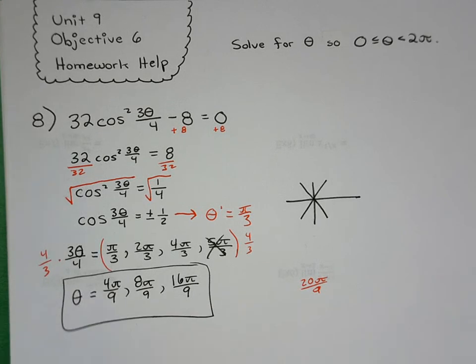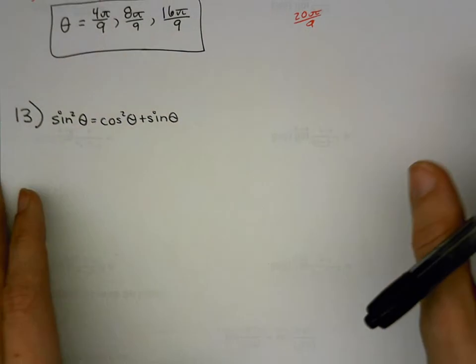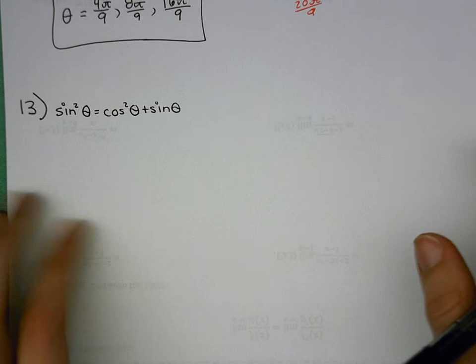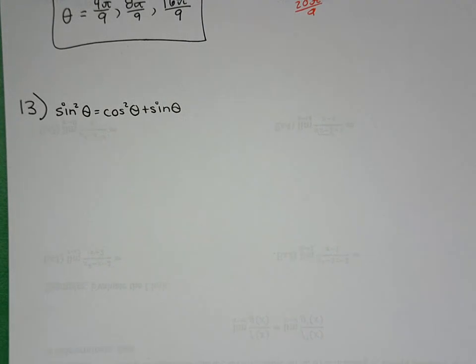Okay, and then number 13, taking a look at number 13, we have sine squared theta equals cosine squared theta plus sine theta. Okay, so this one in your notes is going to correspond, I'd say, most closely to probably number 6, honestly. Little bit in number 4. Again, just kind of depends on how you see it.